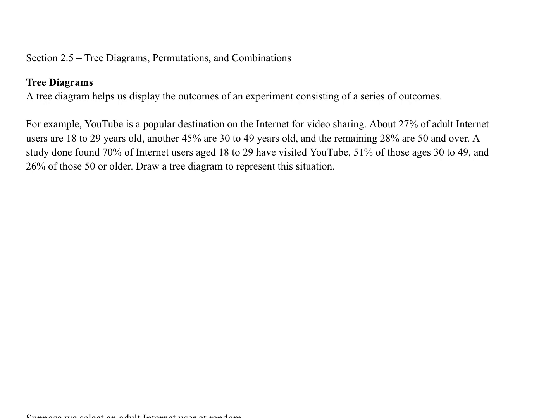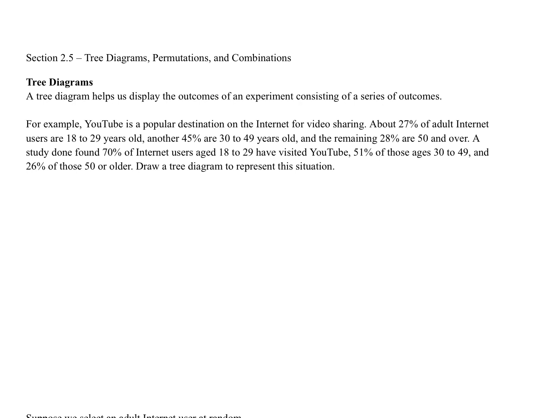So a tree diagram is helpful if you're displaying the outcomes of an experiment that consists of a series of outcomes. For example, YouTube is a popular destination on the internet for video sharing. 27% of adult internet users are 18 to 29. Another 45% are 30 to 49, and the remaining 28% are 50 and over. A study found that 70% of internet users aged 18 to 29 have visited YouTube, 51% of those ages 30 to 49, and 26% of those 50 or older.